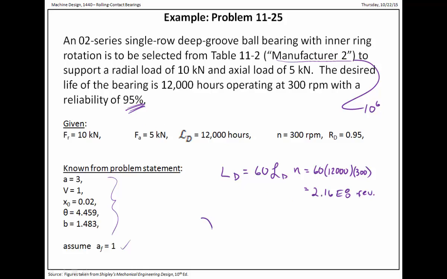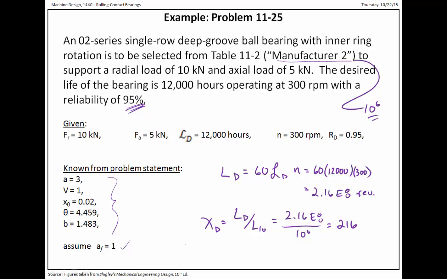that dimensionless life parameter XD, which is LD divided by L10, which for the manufacturer is going to be that 1 million. So we end up finding that it's 2.16 e to the 8 divided by 10 to the 6, which is really e to the 6, so we get 216. Could have done that in our heads.